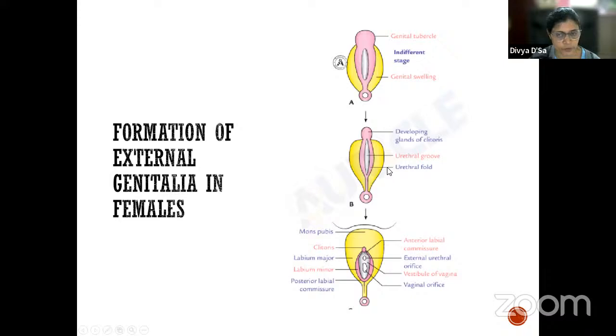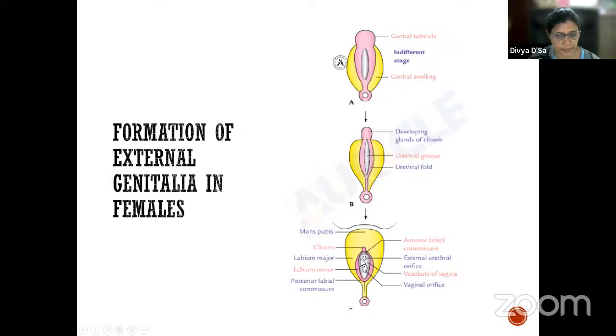The primitive urethral folds, unlike in males, don't fuse, and they form the labia minora, whereas the genital swellings will enlarge and form the labia majora. The labia majora will fuse with each other posterior to the urogenital membrane. In this portion, it fuses to form the posterior labial commissure. So this is the posterior labial commissure. And the labia majora will overlap the labia minora.